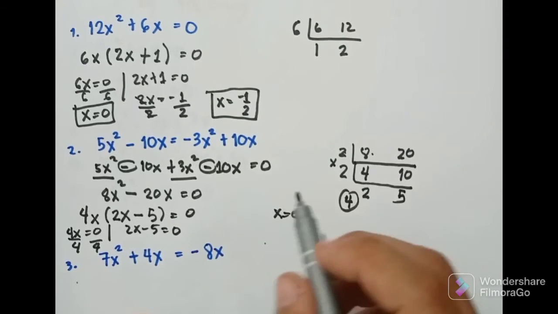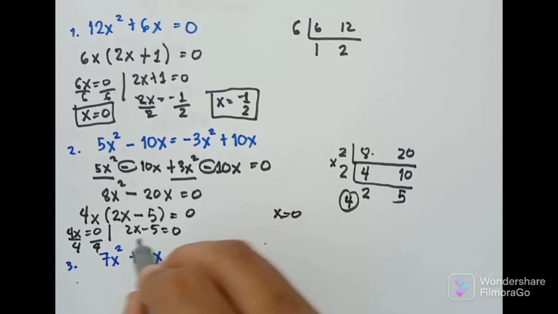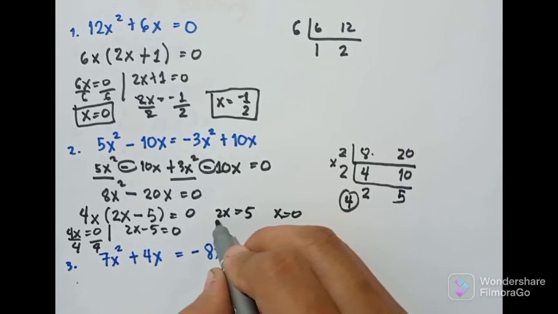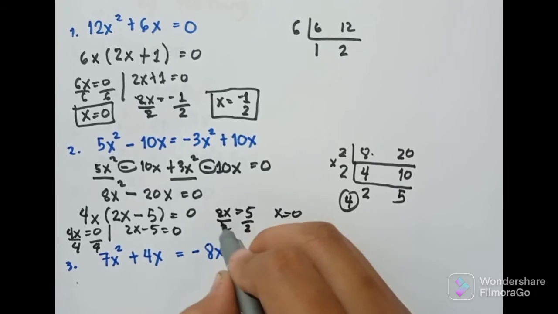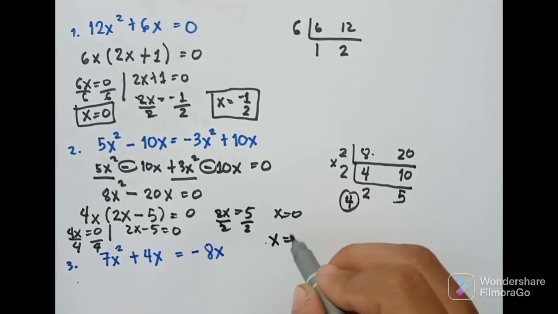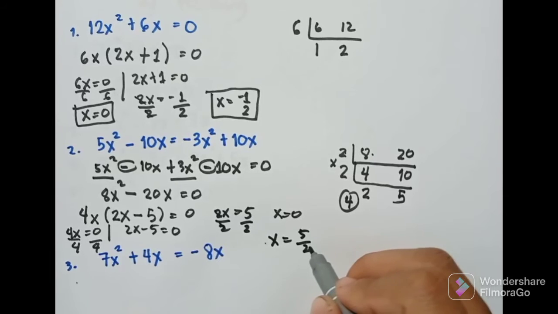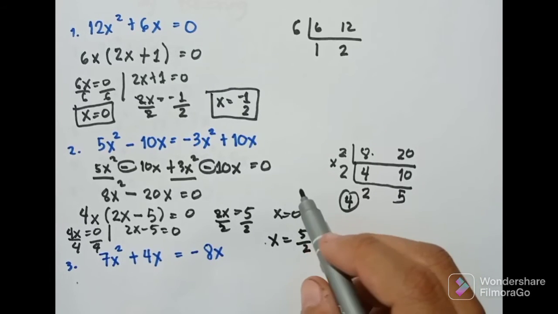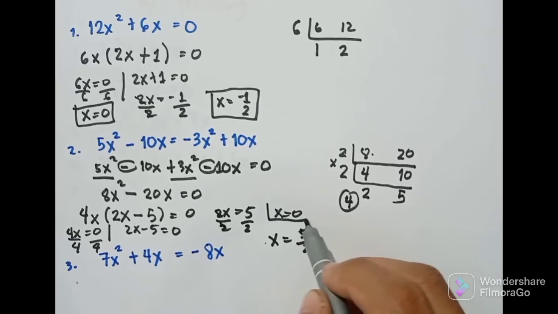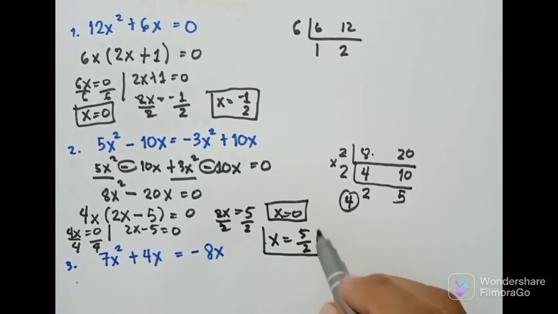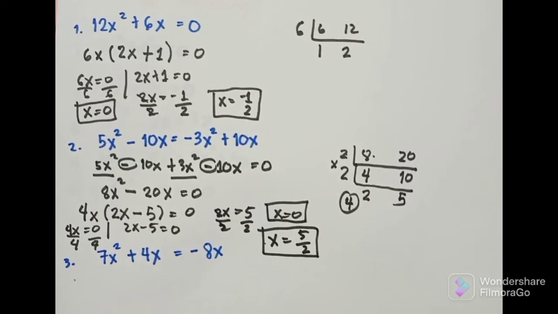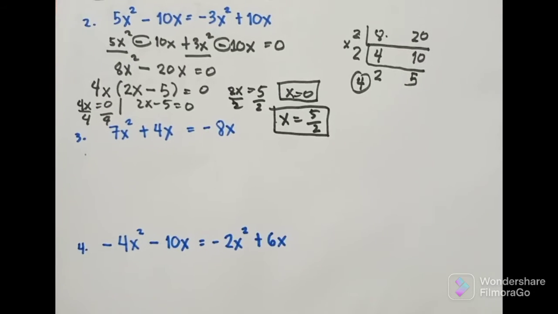So, lipat lang natin si 5 sa kabila. So, magiging 2x is equal to 5. Then, divide natin both sides by 2. So, therefore, ang sagot is x is equal to 5 over 2. So, the values of x are, or the roots of this quadratic equation are 0 and x is equal to 5 over 2. Okay, number 3.